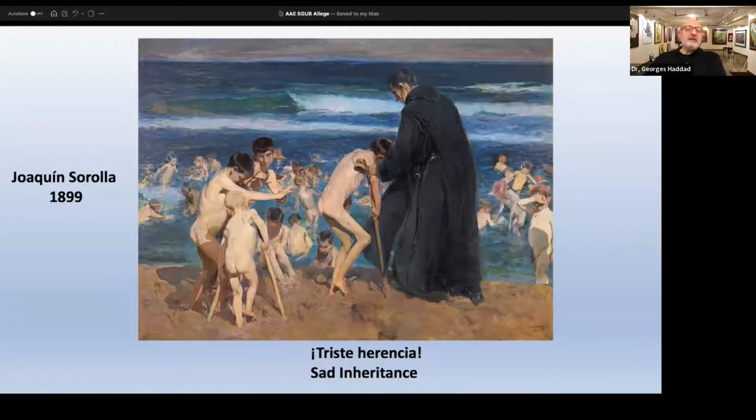Joaquín Sorolla is a painter of the early 20th century. He had lost both parents to cholera at the age of 6, so he was orphaned by cholera. And when he painted this painting about kids going to the sea, he entitled it Triste Herencia, Sad Inheritance. What is so sad about these kids going to the sea? If you look closely, you can see that they have crutches and they are polio sufferers. So 2,500 years, 3,500 years after the stele, we see the same picture over and over again of polio claiming victims.